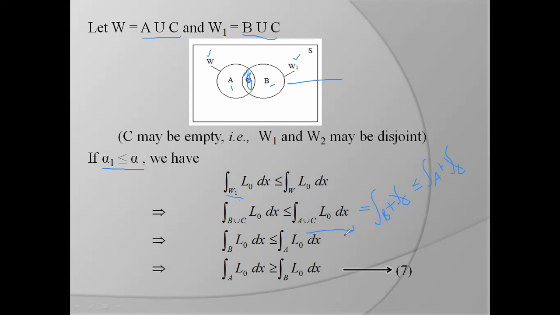So this integral and this integral will be cancelled. Then we have integral over B of L naught dx less than or equal to integral over A of L naught dx. So this one I am writing conversely. Now we'll see the next one.